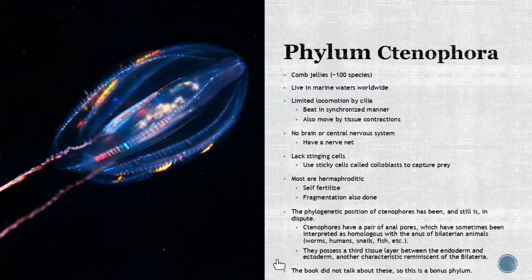Now, this is why these guys have some controversia. Controversia, it's a made-up word. When it comes to classification, there's a dispute. As I mentioned right here, some of them think they should be here because they have a pair of anal pores. But then they have this other layer of tissue, and it's kind of controversial.